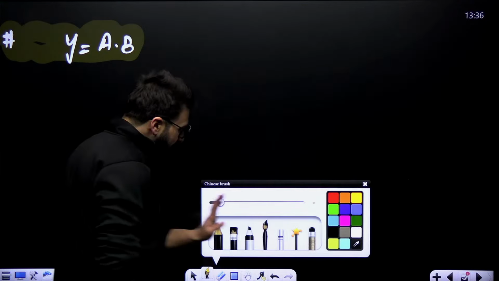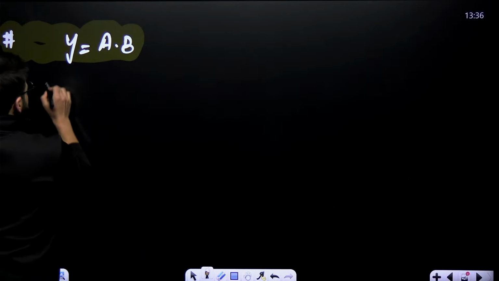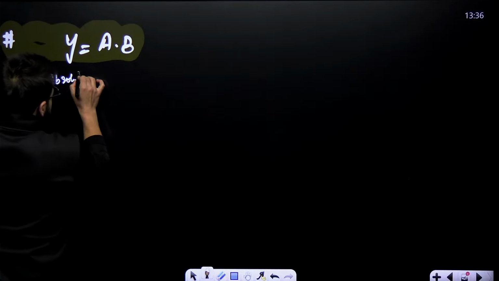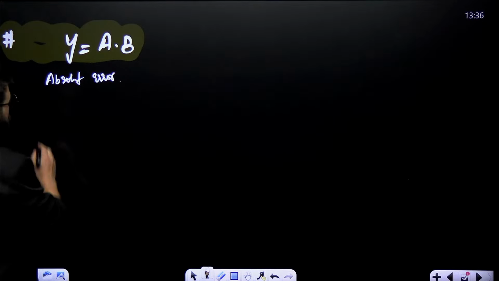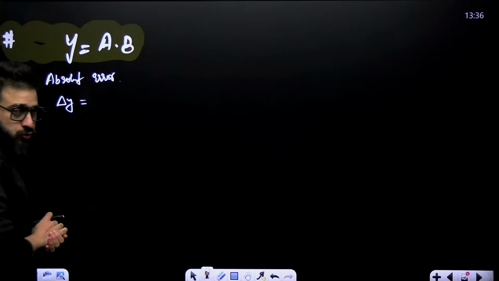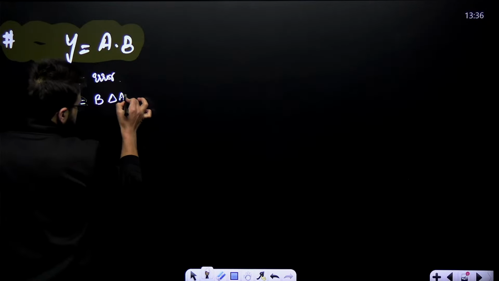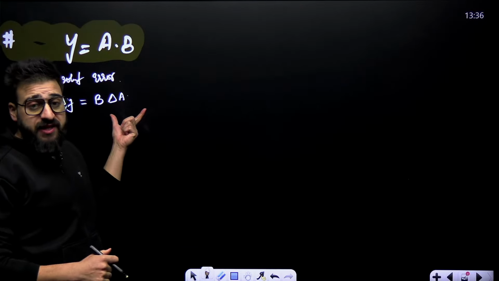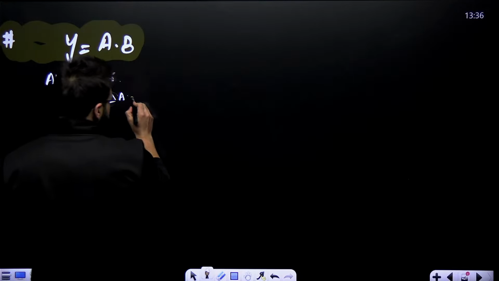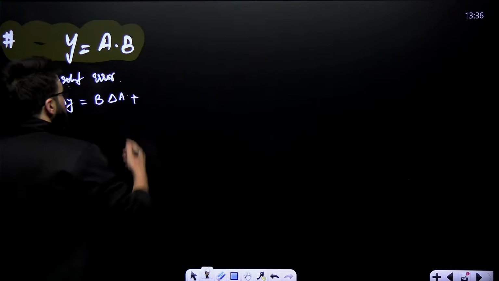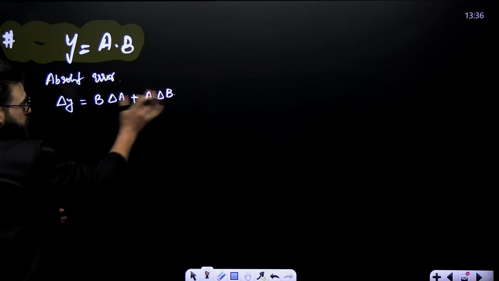In this particular case, I don't have to go with the derivation. Directly, I would say we'll first find the absolute error. Guys, understand this very carefully. When it comes to the absolute error, delta y will be equal to b delta a. In case of multiplication, this is how we find the error in y: b multiplied by the absolute error of a, plus a multiplied by delta b, that is the absolute error of b.